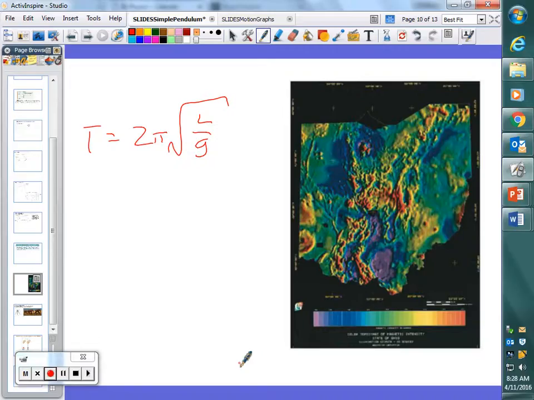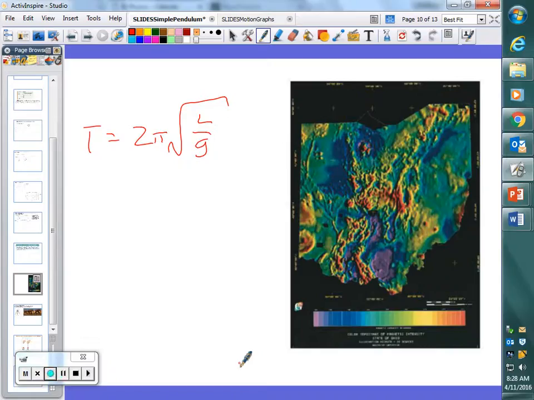What do we know about g on the moon? It's decreased, right? So if we decrease the gravitational acceleration, what's that going to do to the period? It's going to increase the period because we have g on the bottom of the fraction, right?